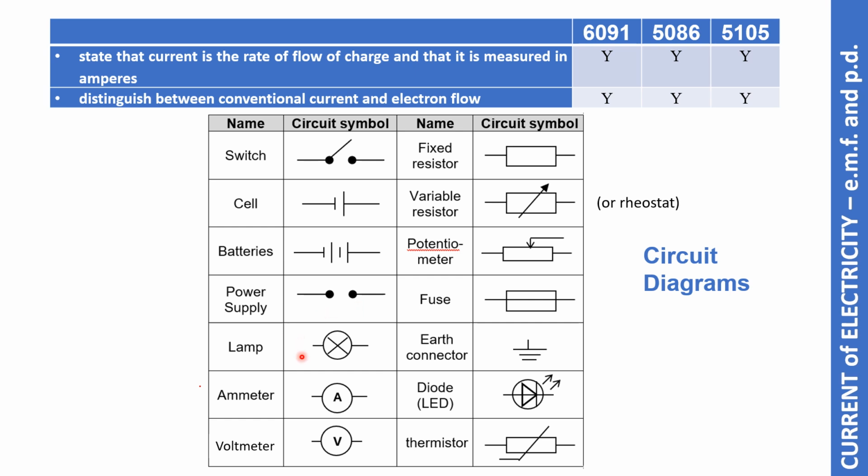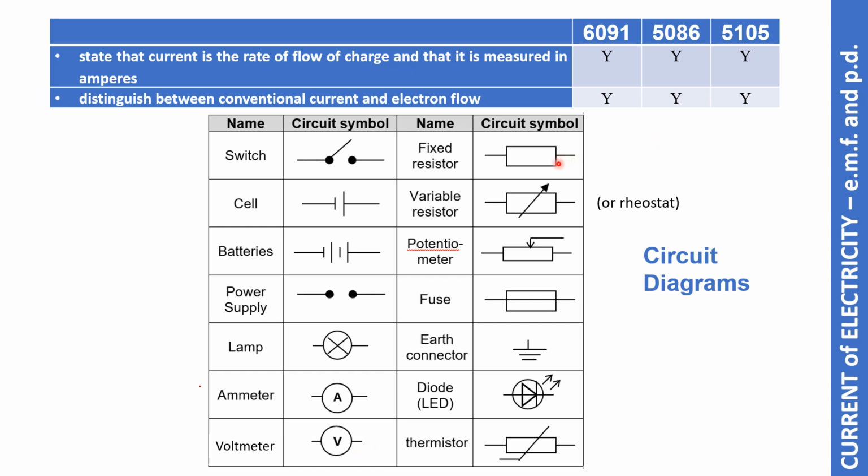For lamps, we have the older symbol, which is like this, showing the filament of the lamp. Sorry, I can't draw a good circle here. But this is the old symbol. The new symbol is simply a cross. Okay, then ammeter and voltmeter, the letter shows it very clearly. Ammeters must always be connected in series, and voltmeters always connected in parallel.